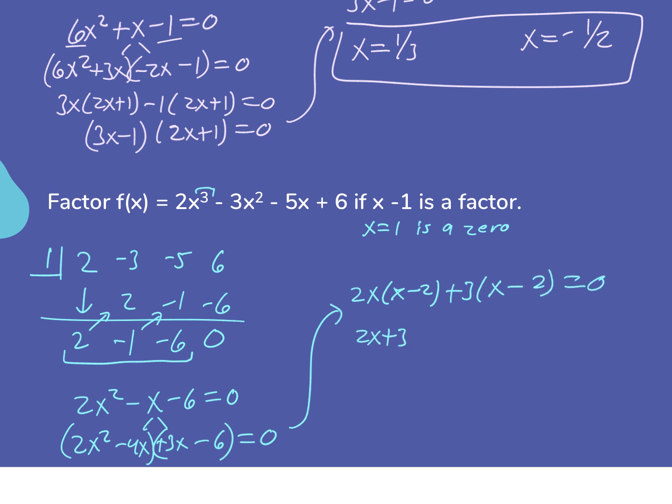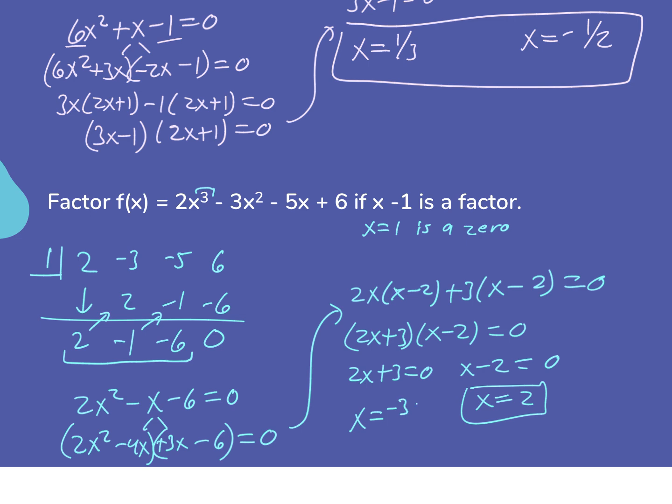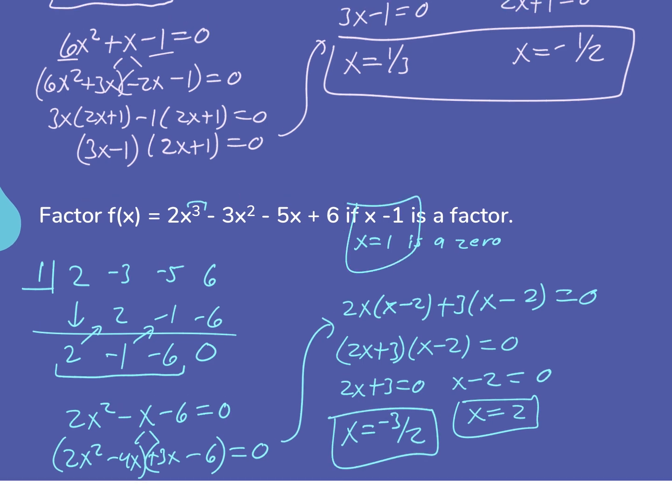So you get 2x plus 3 as one of our factors, and x minus 2 is our other factor. So we get 2x plus 3 equals 0, and x minus 2 equals 0. Right? So one of our zeros is 2. Our other one, if you subtract 3 and then divide by 2, you get x equals negative 3 over 2. Right? And then one of them we got from the very beginning, right, when they told us that x minus 1 is a factor.